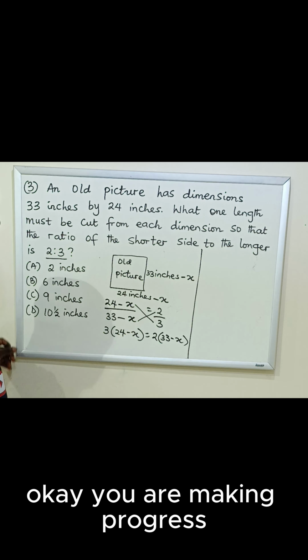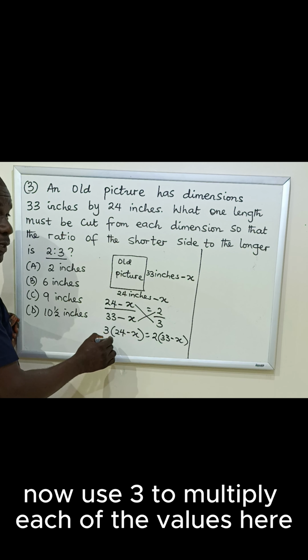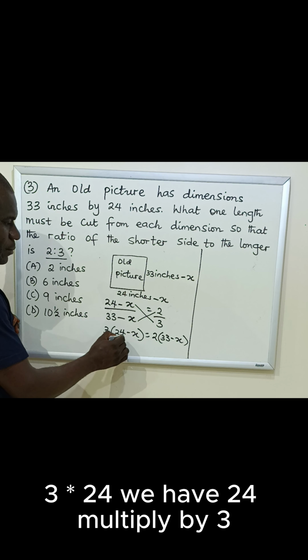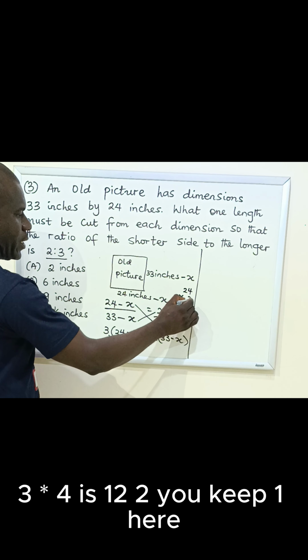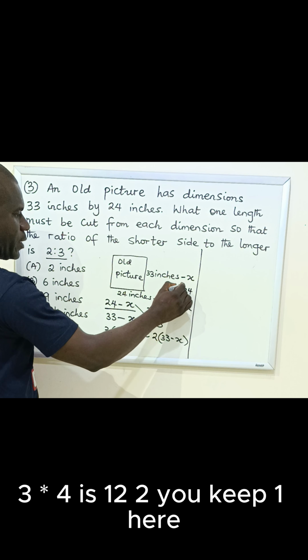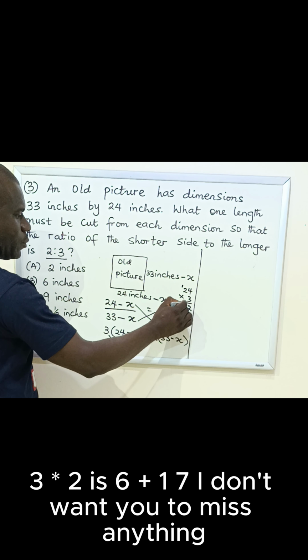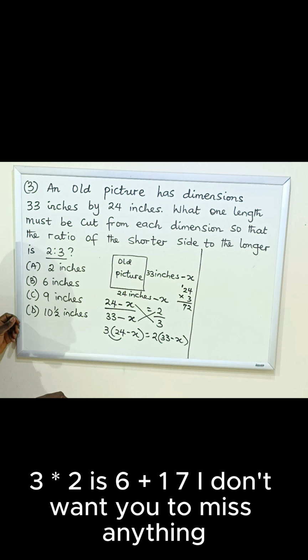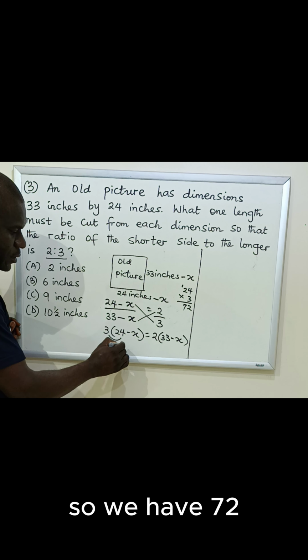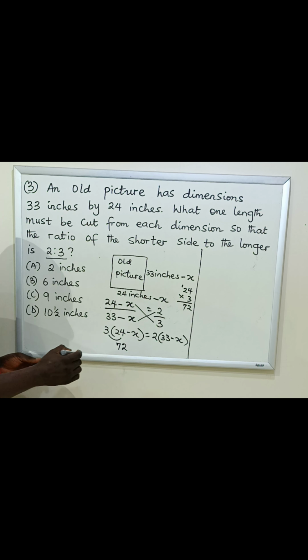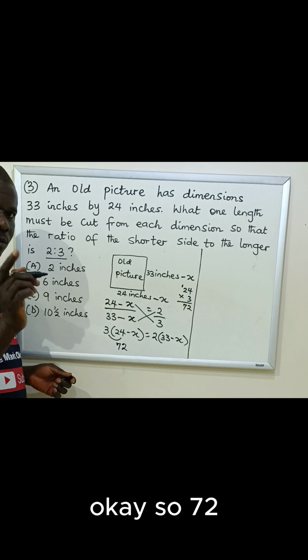Okay, you are making progress. Now use 3 to multiply each of the values here. 3 times 24. We have 24 multiplied by 3. 3 times 4 is 12, 2, you keep 1 here. 3 times 2 is 6 plus 1, 7. I don't want you to miss anything. All right? So we have 72.